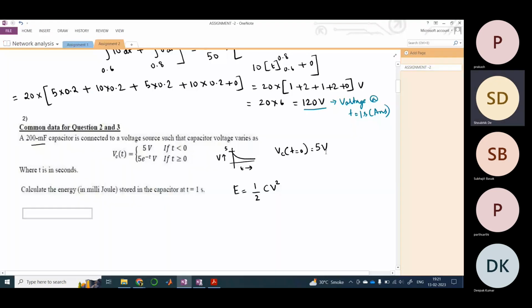Yeah, so it is half CV square, and we have been told to find out what is the energy stored in joule or millijoule, whatever, at t equals to 1 second.